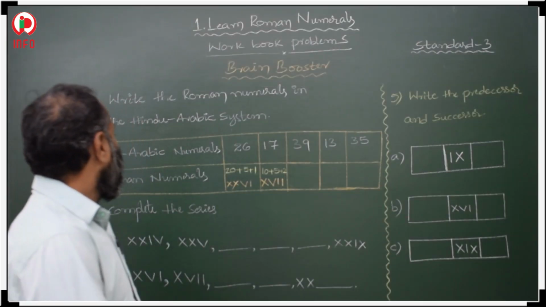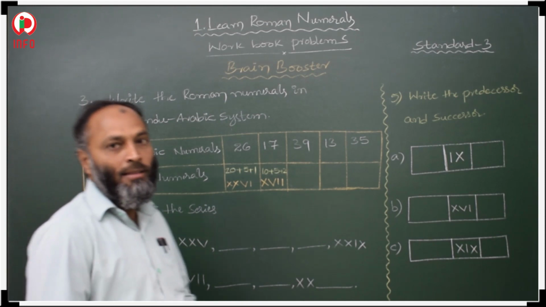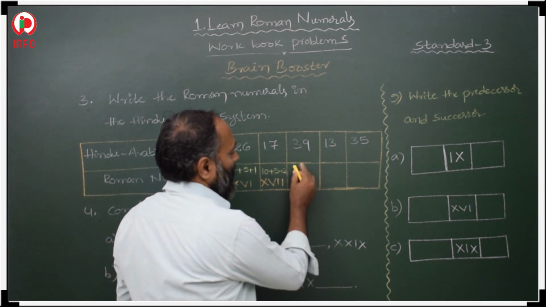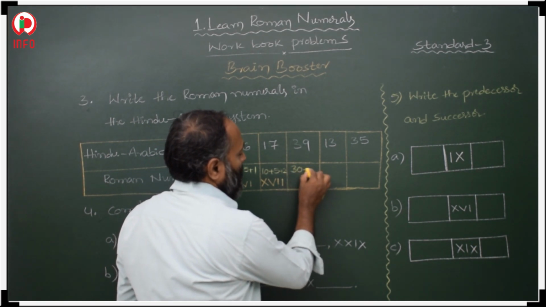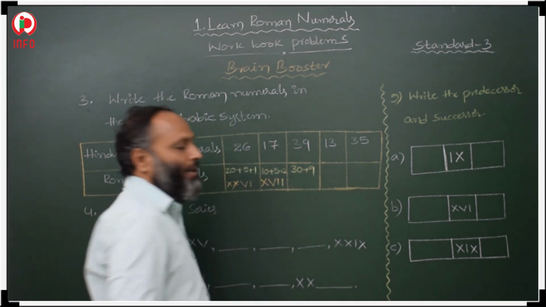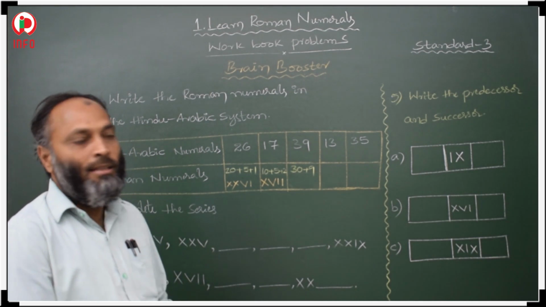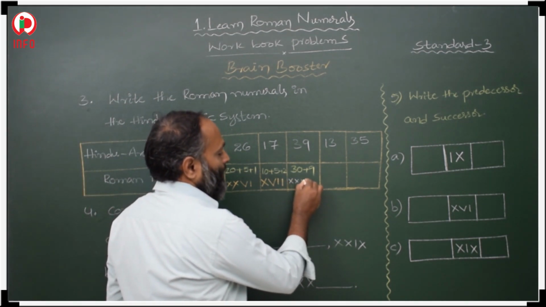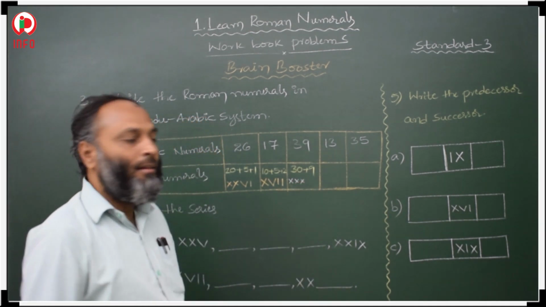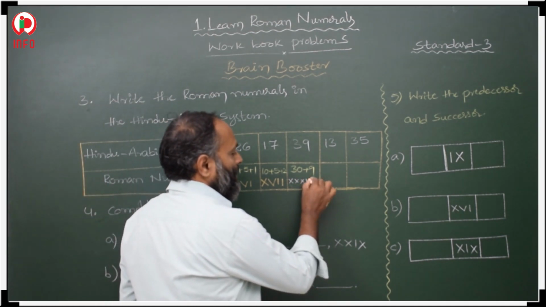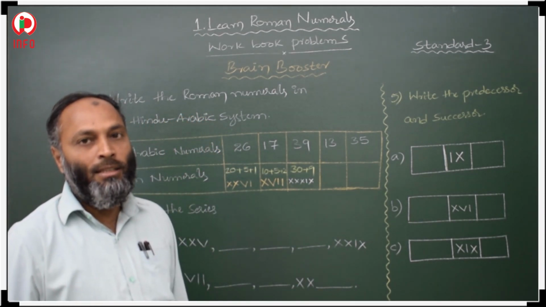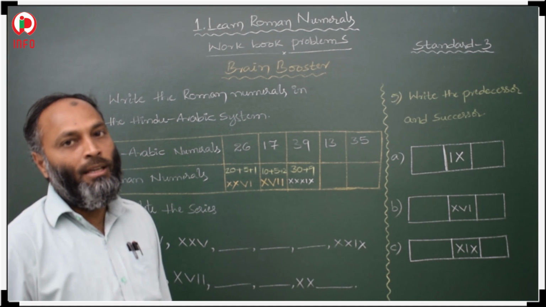Next, Roman numeral for 39. How to write 39? 30 plus 9. 30 plus 9 is 39. So 39 means 10 plus 10 plus 10, and 9 is IX. IX is 9. This is 39.